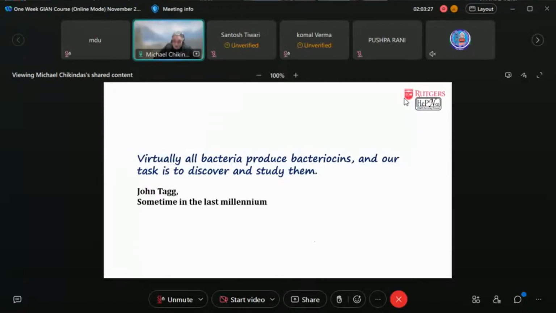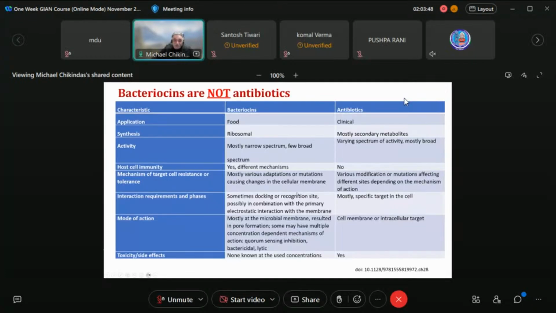John Tagg, at least I've heard from him sometime in the last millennium, 1991, around that: every bacterium produces bacteriocins, our task is to discover and study that. These are the words that I've heard from the guru, right? And he is one of the gods of bacteriocins.